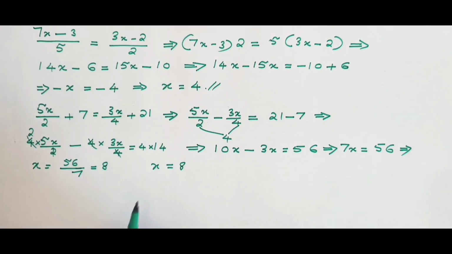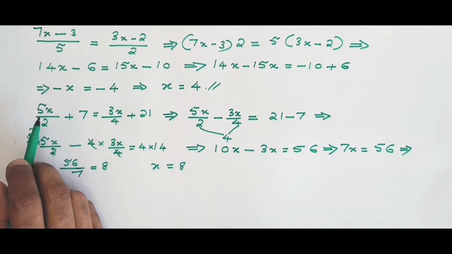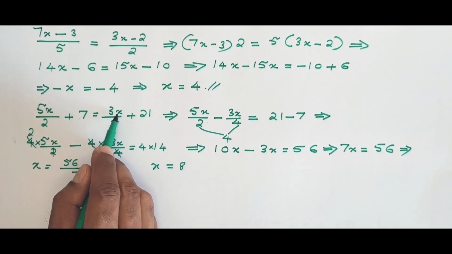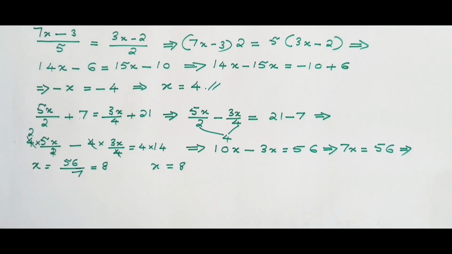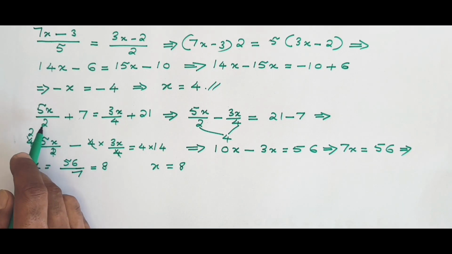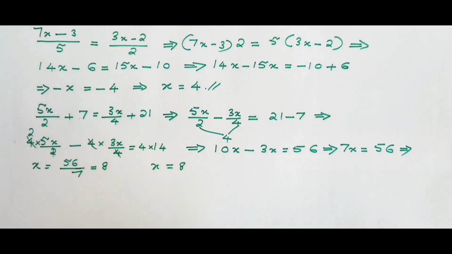If you want to verify, plug in x equal to 8 on the left side, simplify. Again, plug in x equal to 8 on the right side, simplify. You should get the same number. If you don't get the same number, it means either you have made a mistake in the calculation while verifying, or the solution we had was not correct. I hope you understood. Let me do one more problem.